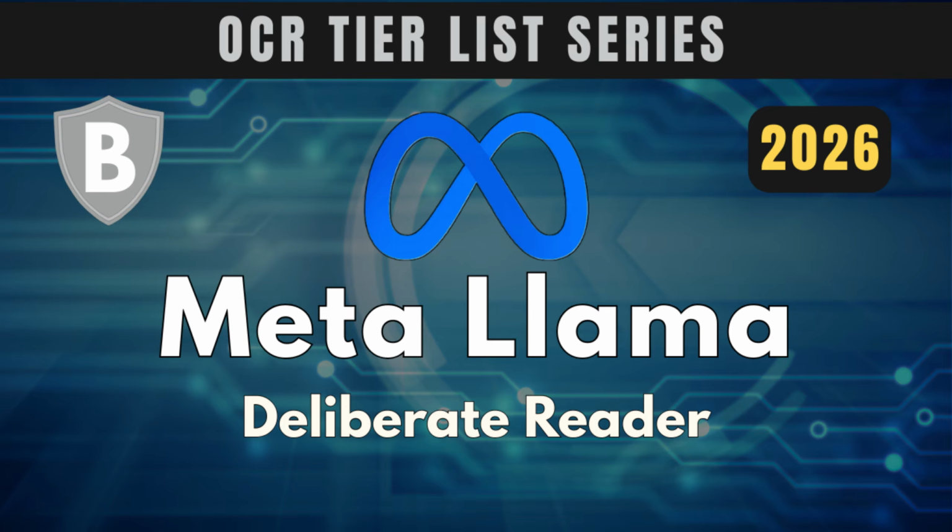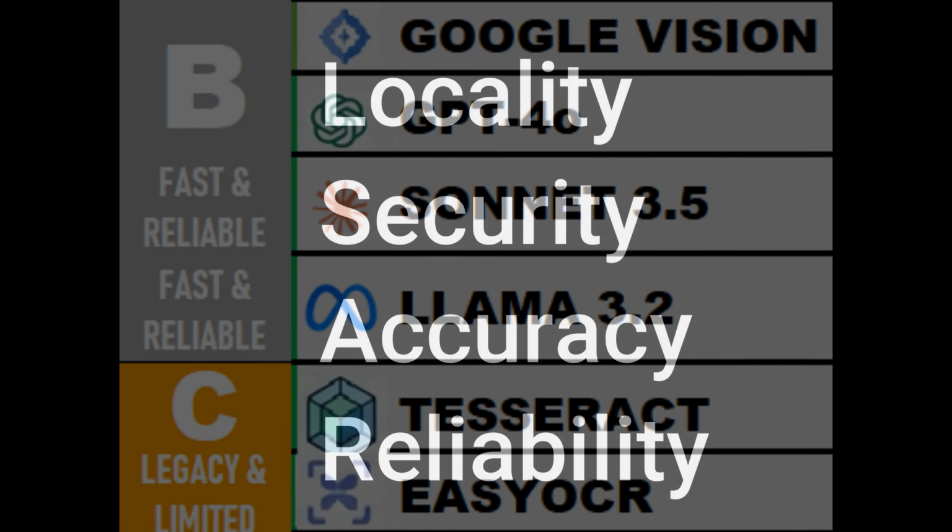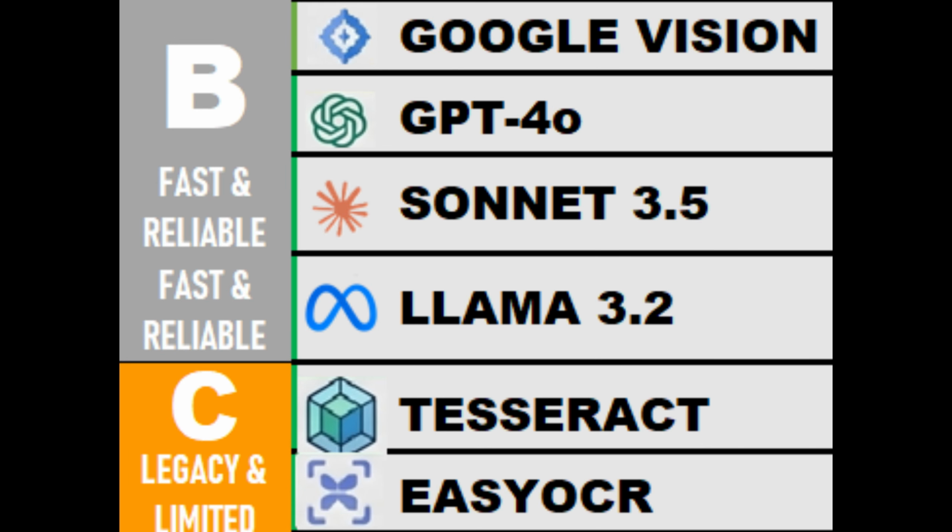If your workflow requires high-volume processing, the latency will be a bottleneck. However, if you're running locally and prioritize data security and meticulous extraction over raw speed, this is currently one of the most reliable local options available. It far exceeds the legacy performance of models in the C tier, but it requires patience.